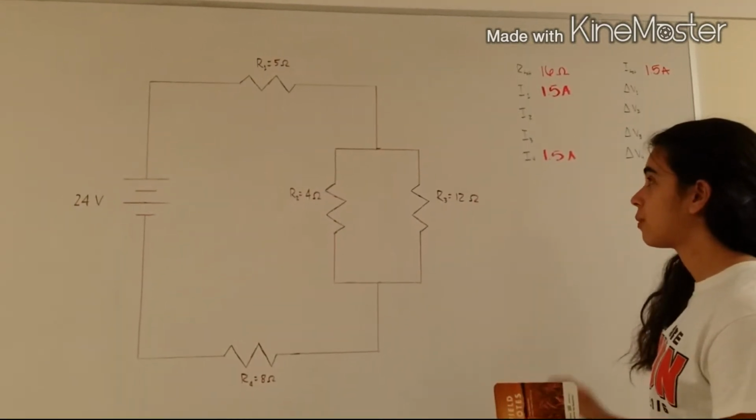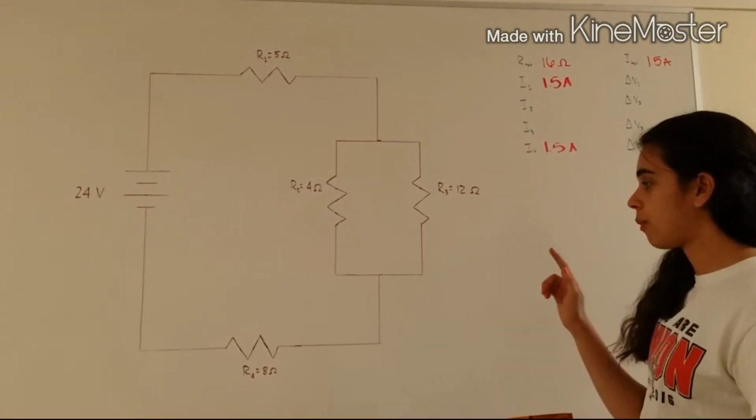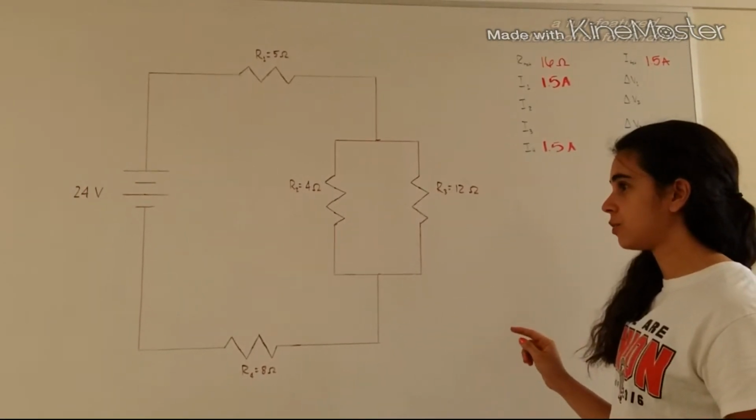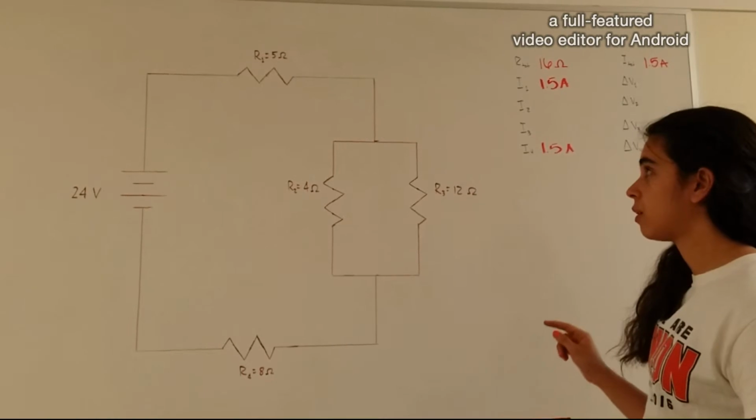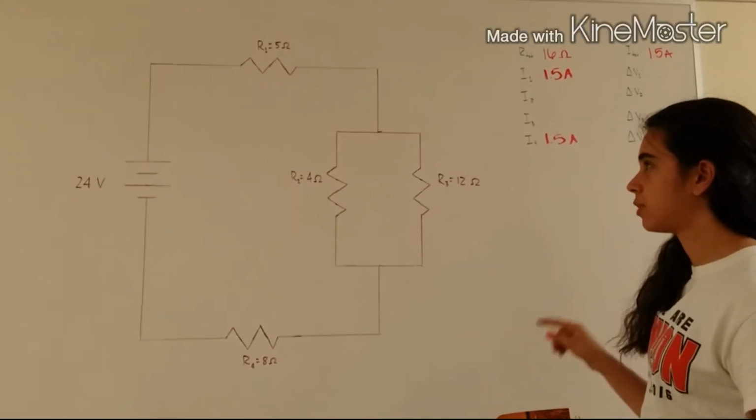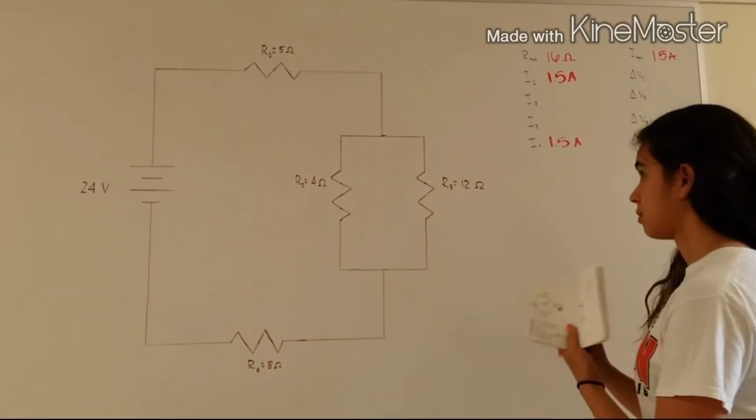Because we know the resistance and the current going through R1 and R4, we can use Ohm's law to figure out the electric potential difference.